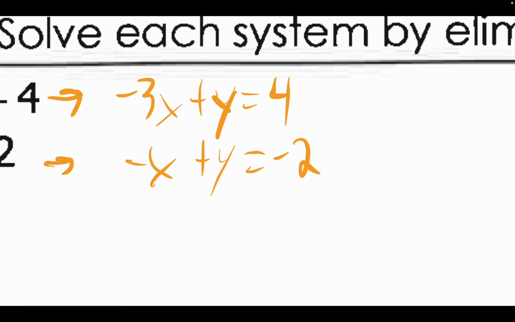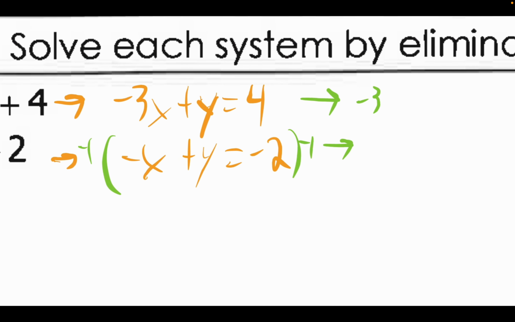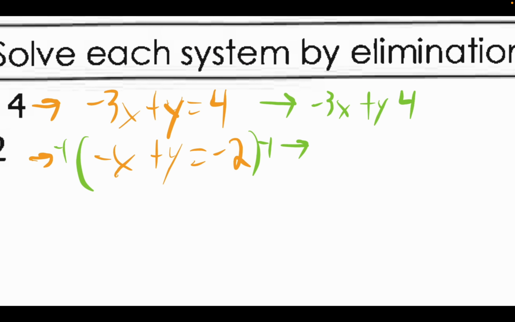Now, as I try to add these, I notice those won't eliminate, so I need to multiply an equation by -1. I'll just go ahead and choose this bottom equation because why not? So my top equation is going to remain exactly unchanged, so -3x plus y equals 4. I forgot my equal sign. That could be important. And the bottom equation now becomes positive 1x, -1y, and a positive 2.